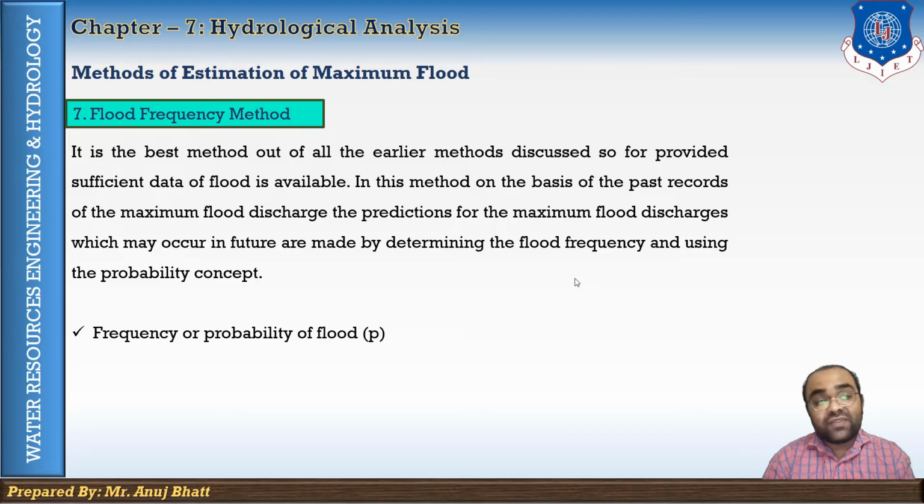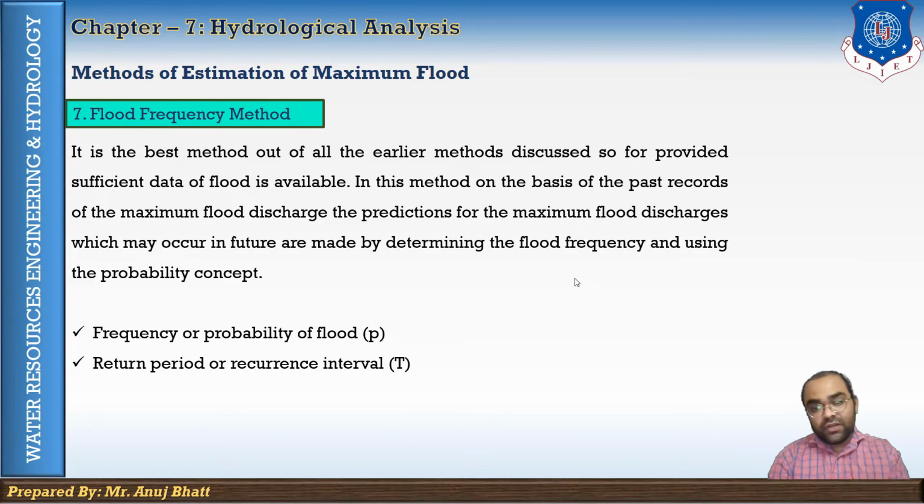Flood frequency may also be expressed in terms of recurrence interval or return period. The next terminology is the return period or the recurrence interval. It is defined as the number of years in which a flood can be expected once, or a flood of given magnitude will be equaled or exceeded only once. It is usually denoted as T, where T is equal to 1 upon P, where P is the probability of the flood.